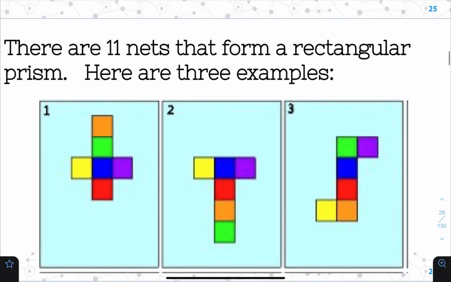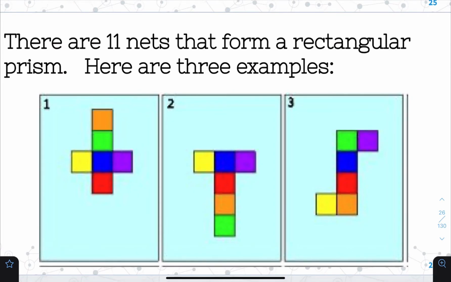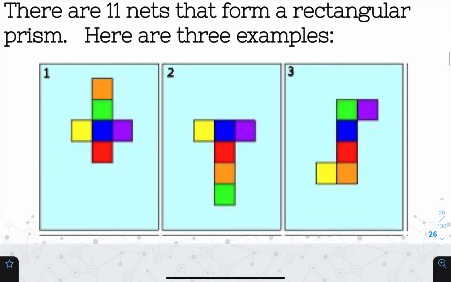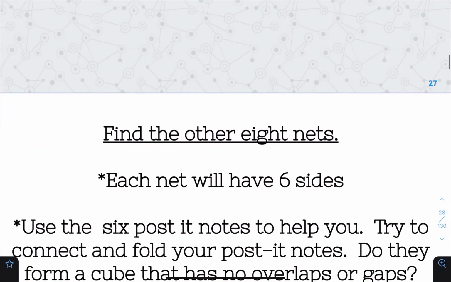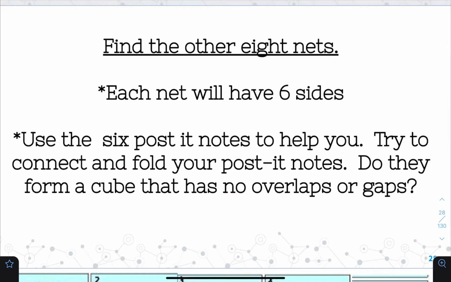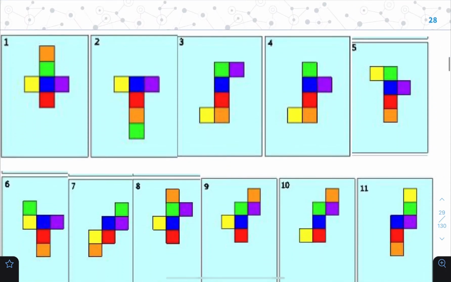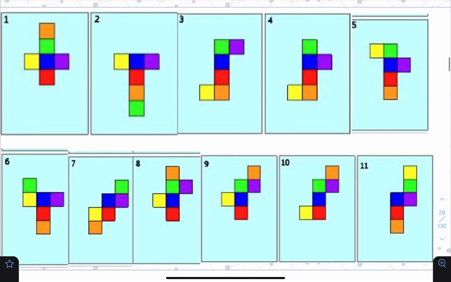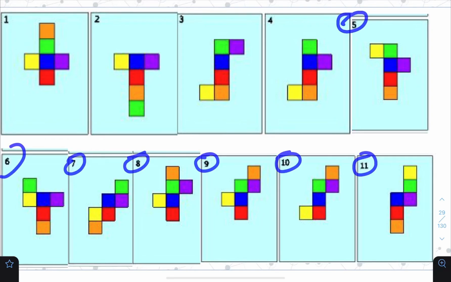Okay, if you are continuing this video, it's probably because you are done with your 8 nets that you just drew. Now, as you drew those nets, just make sure that they do not have any overlaps or gaps. If they do not, chances are your nets were correct. And down here below, we see that we have all 11 shown. So if by chance you didn't have one of these, or if you didn't get all 8 correct, you can correct yours and add any of the nets that you were missing.